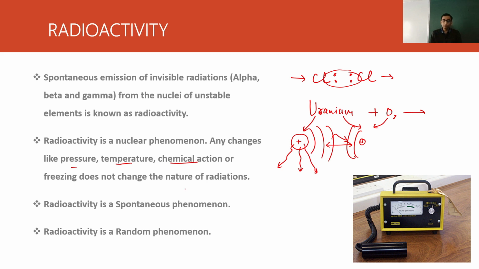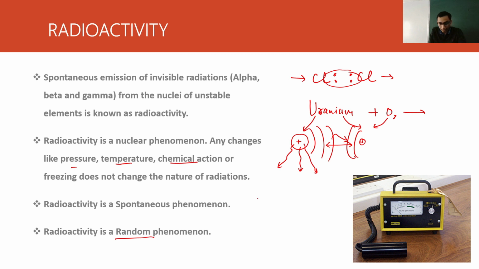The next point: if you keep on heating or if you freeze the radioactive substance, the nuclear radiations are still going to come out. No effect. If you do any chemical reactions or pour acid, no effect. Radiations are going to come out.